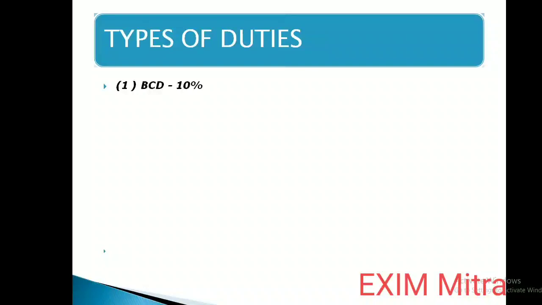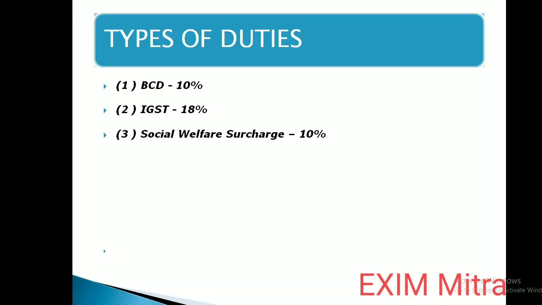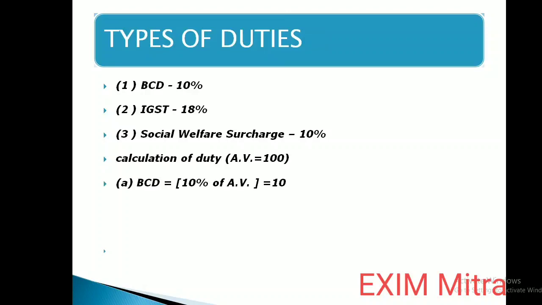Suppose we have imported a good with the assessable value of 100 rupees. Assessable value means cost, insurance, freight is 100 rupees. So first we calculate the basic custom duty. Basic custom duty, suppose for that particular chapter is 10%. So basic custom duty will be 10% of assessable value, meaning 10 rupees.